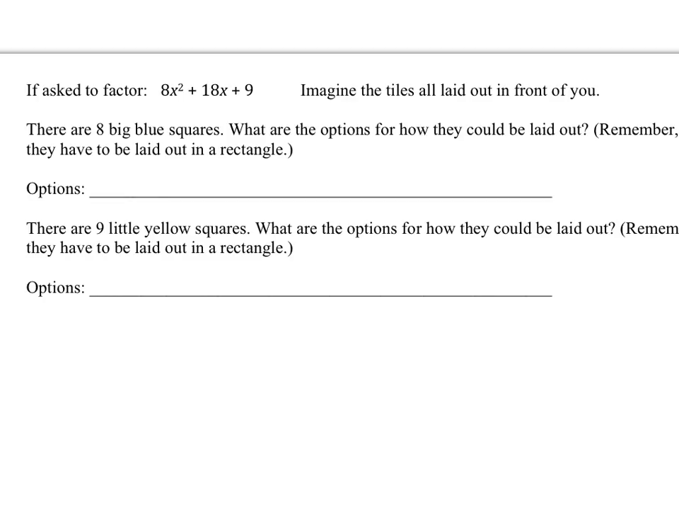So let's just think about if there are 8 big blue squares that we have to do, what are my options for how they can be laid out? Keeping in mind that they have to create a rectangle or a square. So one way to do it is I could do 4 by 2, right? I could do 4 of them by 2 of them. Or I could do 8 by 1. Those are the only ways that I could lay out 8x squareds to create a rectangle out of those.